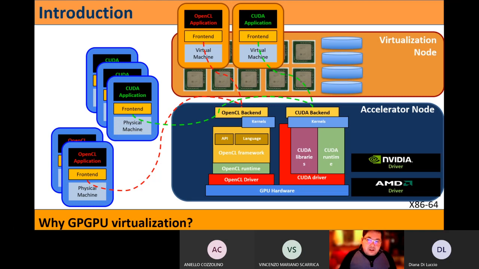We have backend and front-end components. The backend is on the accelerator node. The front-end is on the virtualization node. The front-end basically imitates the libraries used by the GPGPU applications, while the backend performs the actual computation. This way, the multiplexing is possible and could even be variable, and the overall performance is not so bad. It depends on the application. We saw some benchmarks about this.